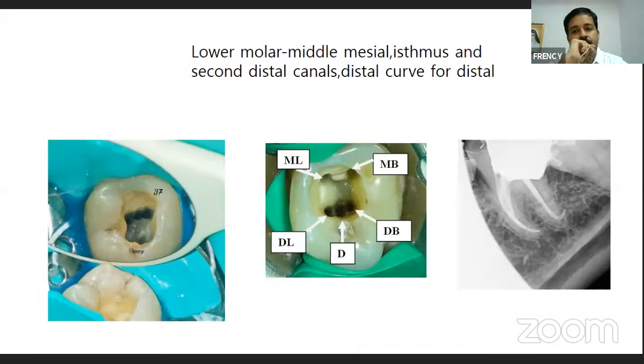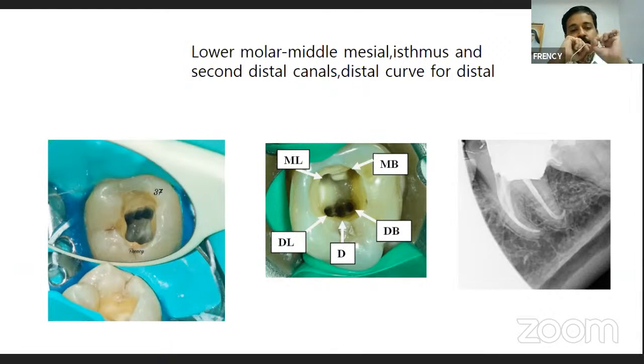Then lower molar, you have to always look for the middle mesial canal, isthmus between the middle mesial and distal canals, mesiobuccal and distobuccal canal, and distobuccal and distolingual canal. Then middle distal canal or second distal canal. Sometimes you may get distobuccal canal, but you may miss the distolingual canal, because sometimes it may be an oval orifice, and distolingual and distobuccal canal may be originating from the same orifice.